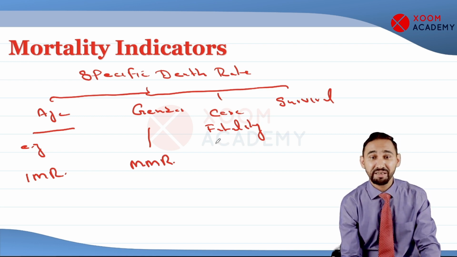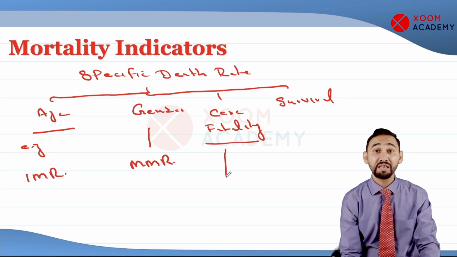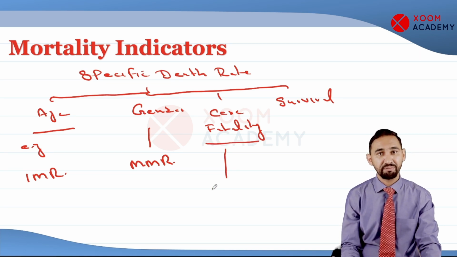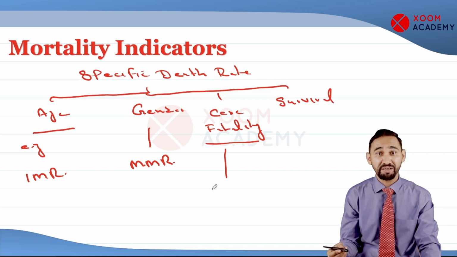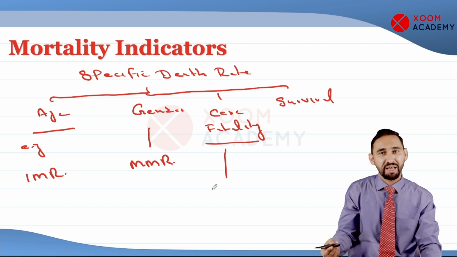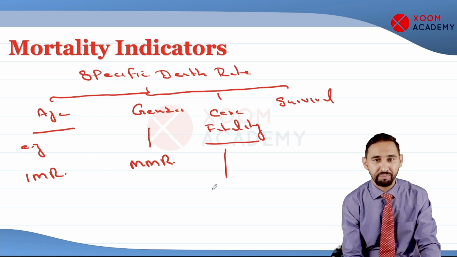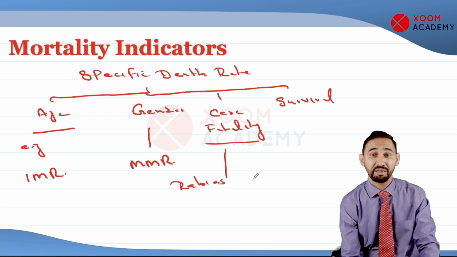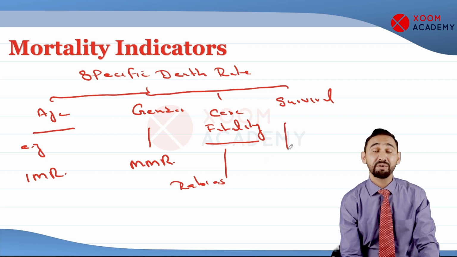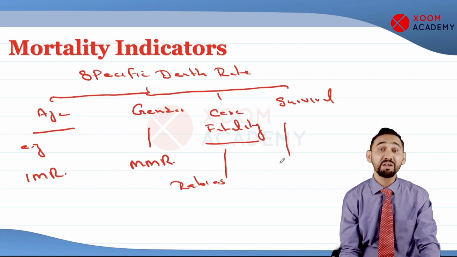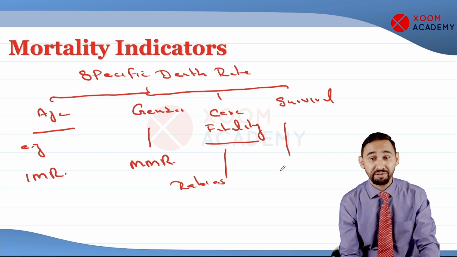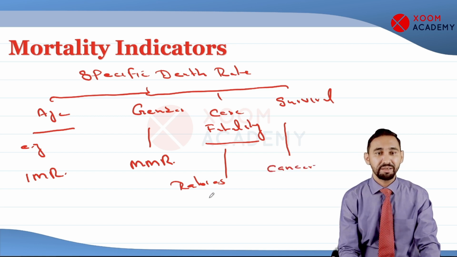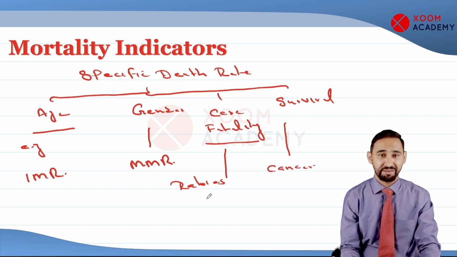Then case fatality rate. Killing power of the disease. Case fatality rate shows the killing power. Most diseases are not fatal, but some diseases are fatal, like rabies. Case fatality of rabies is greater. Then we can give an example of survival rate. How many people are surviving due to cancer? These are the various specific death rates.